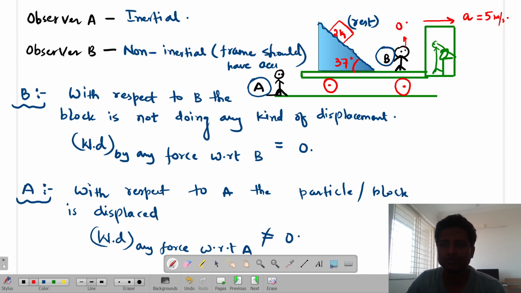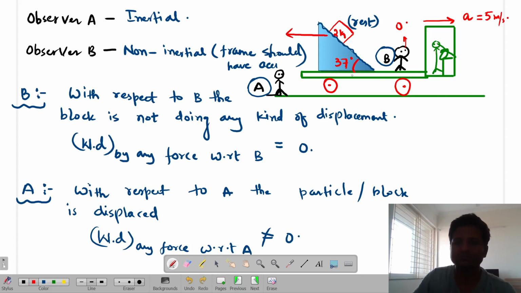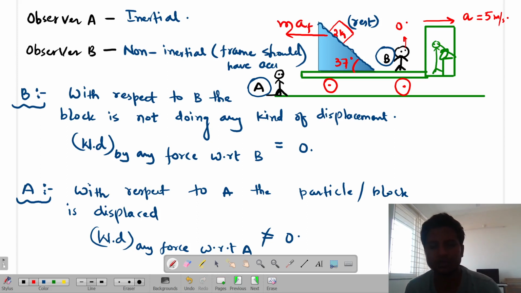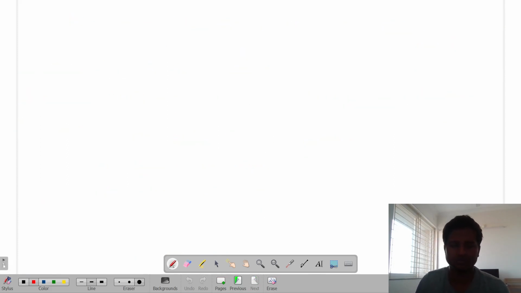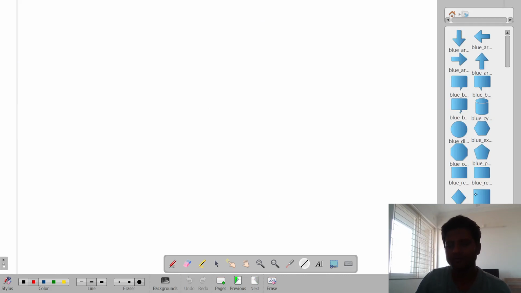Yes, the truck is going with 5 meters per second squared. So this block will feel a pseudo force of m into a, that is 2 kg into 5, the acceleration of the frame, in the opposite direction. Are you able to get me? Pseudo force, yes. Let us draw these diagrams and then we'll talk about that. We'll just take the inclined plane directly.